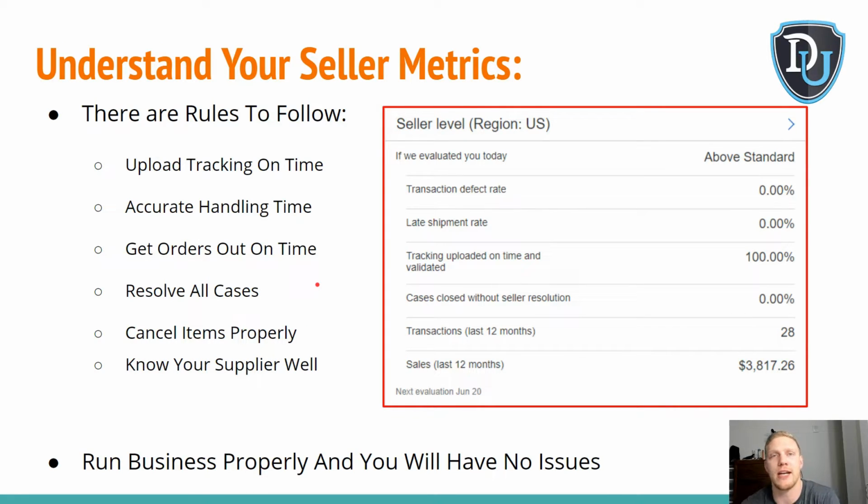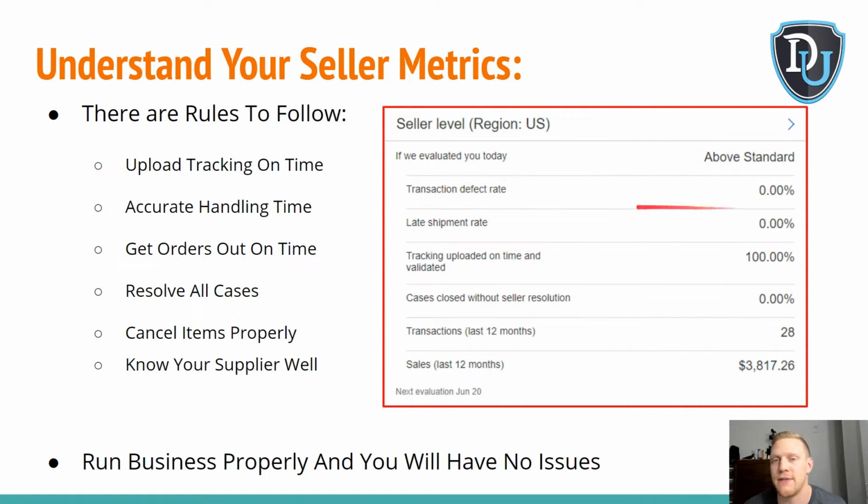So, understanding your seller metrics. There are rules you need to follow. If you download the Seller Hub, this is your seller level. This is inside of your Seller Hub. You're going to find it. It's going to tell you you're above standard or you're below standard or top rated or anything like that. This is my brand new account that I did the last video on, on Monday.